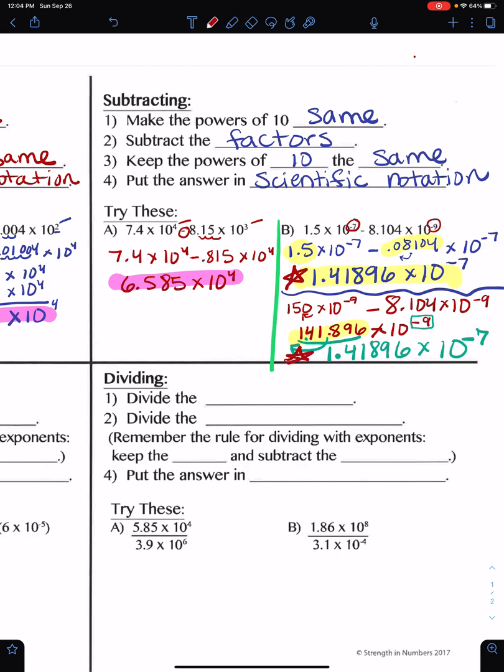So I've shown you with this problem how it doesn't matter which number you change so that the exponents match, and I've shown you how to change the answer into scientific notation if it isn't already at the end.